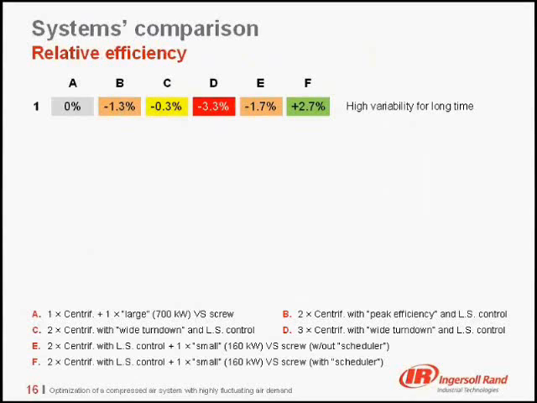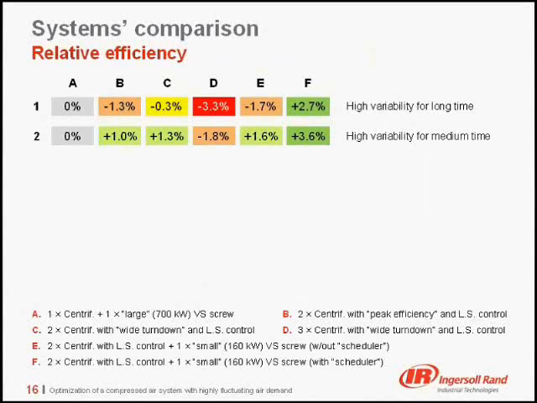This is the efficiency comparison between the 6 systems for the previously shown case number 1. A negative red or orange percentage indicates that the system is less efficient than the system A with 1 centrifugal compressor and 1 large variable speed screw compressor. Vice versa, a positive and green figure indicates that the system is more efficient than system A. Yellow means the 2 systems are more or less equal.